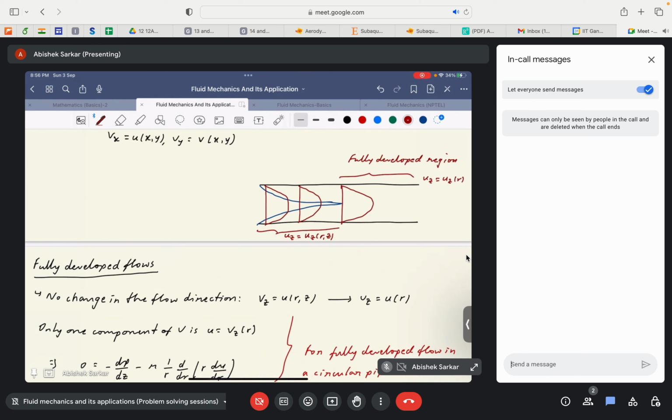So the velocity profile varies along the radial direction, but it remains constant along the z direction. So along the axial direction, the velocity profile won't change. It will only vary along the radial direction. So that can be seen here.